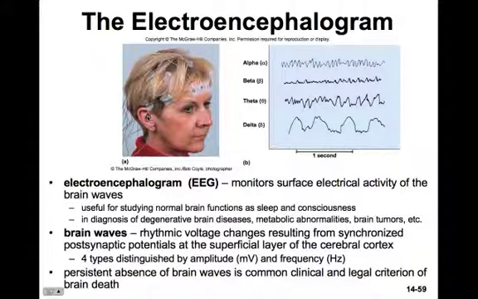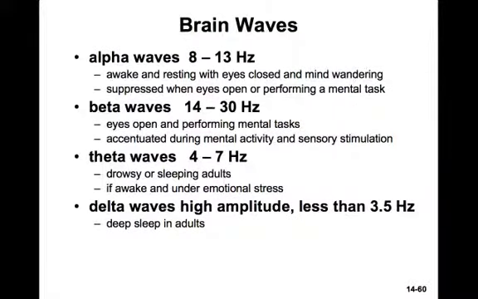The brain waves are rhythmic voltage changes that result from synchronized postsynaptic potentials at the superficial layer of the cerebral cortex. There are 4 general types that are distinguished by their amplitude and frequency. They're alpha, beta, theta, and delta waves. The persistent absence of brain waves is a common clinical and legal criterion of brain death.